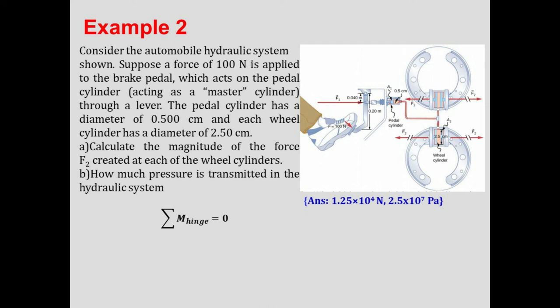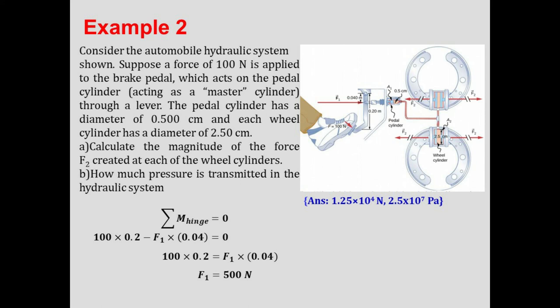What you need to use is what you already know in statics, to calculate the moment. So you can calculate at the pedal hinge, where the moment is in equilibrium, the moment is equal to zero. Normally we use counterclockwise as positive. So the force on the pedal is 100 Newton, and the distance is 0.2, F times D, and also the force acting at the master cylinder, we use F1, and the distance is 0.04. So using the moment calculation, you get F1 equal to 500 Newton.